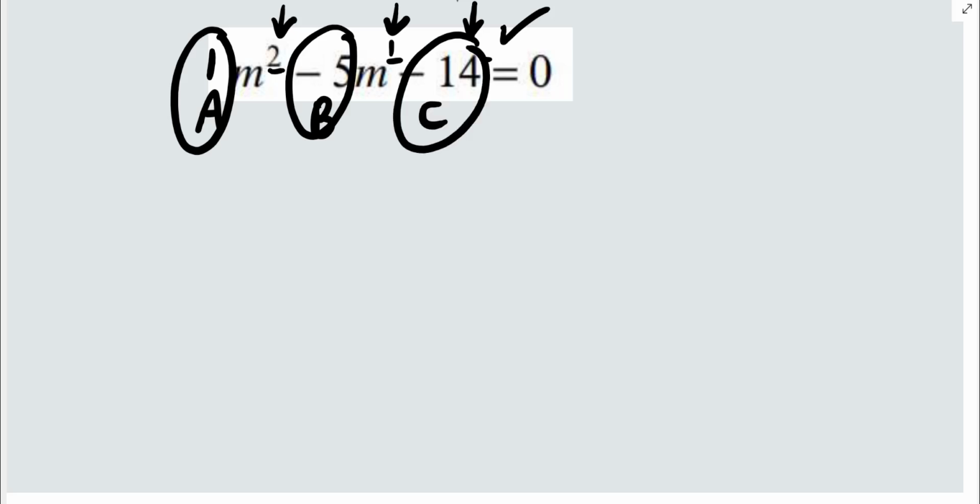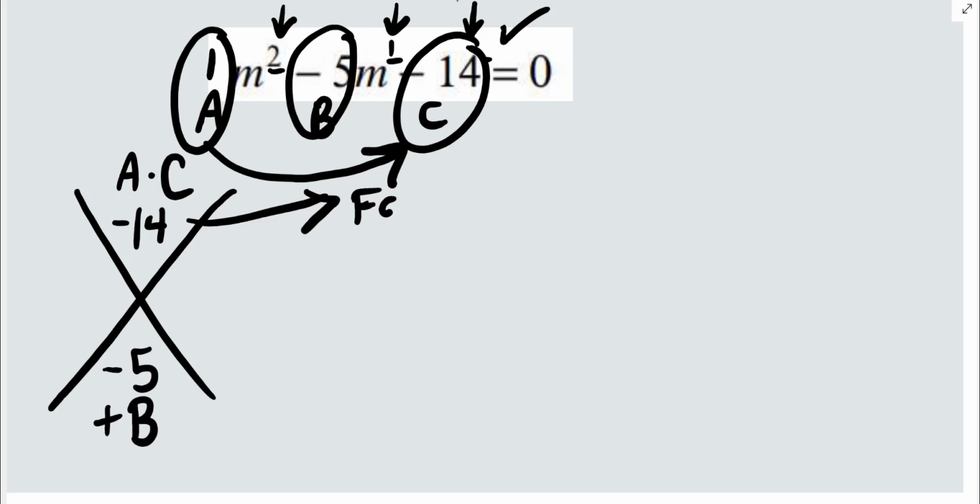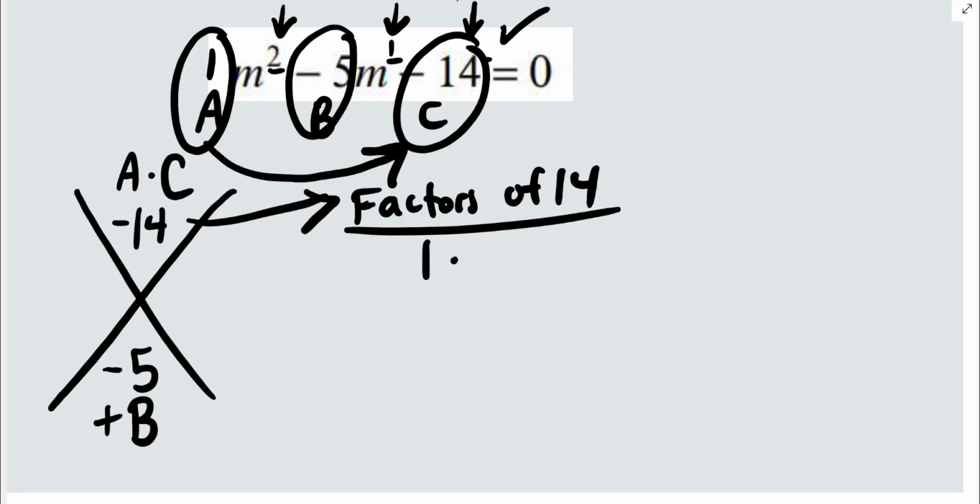So a is 1, b is negative 5, and c is negative 14. So now we're going to draw the x, and on top goes a times c, and on the bottom it's better add to b. So a times c is negative 14, and then b is negative 5. Off to the right, we're going to find the factors of 14. So always start with 1, and then we'll move our way up. So 1 times what is 14, which would be 14. 2 times 7 is 14, and then that's actually our only option. So we only have 2 options here.